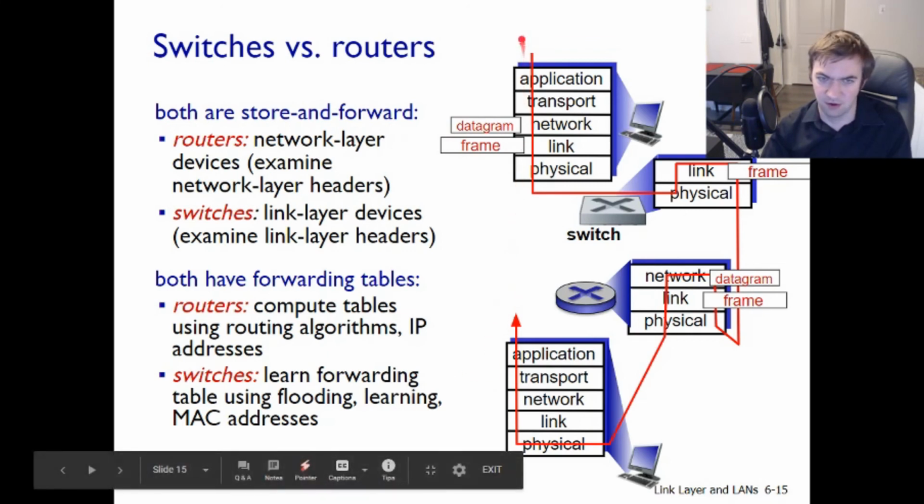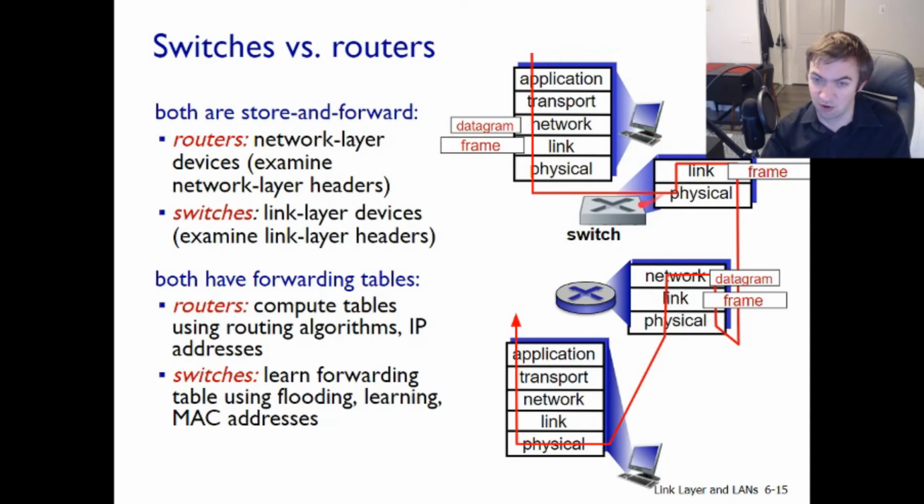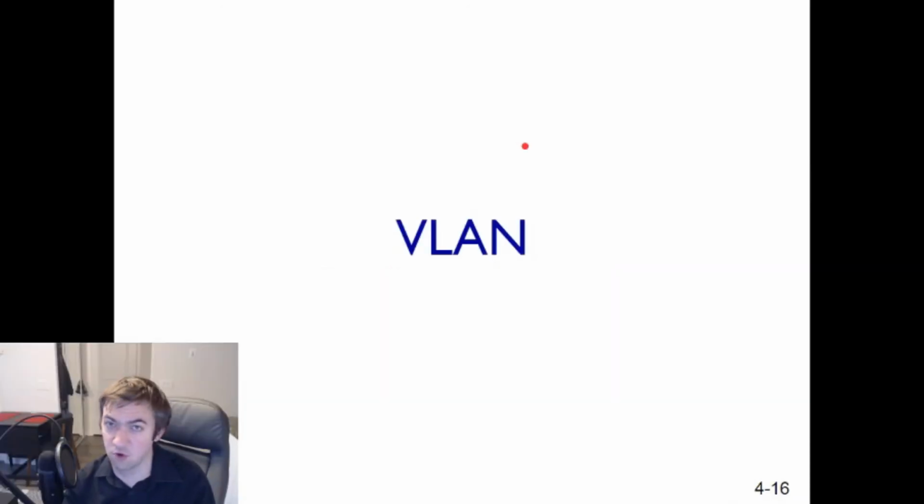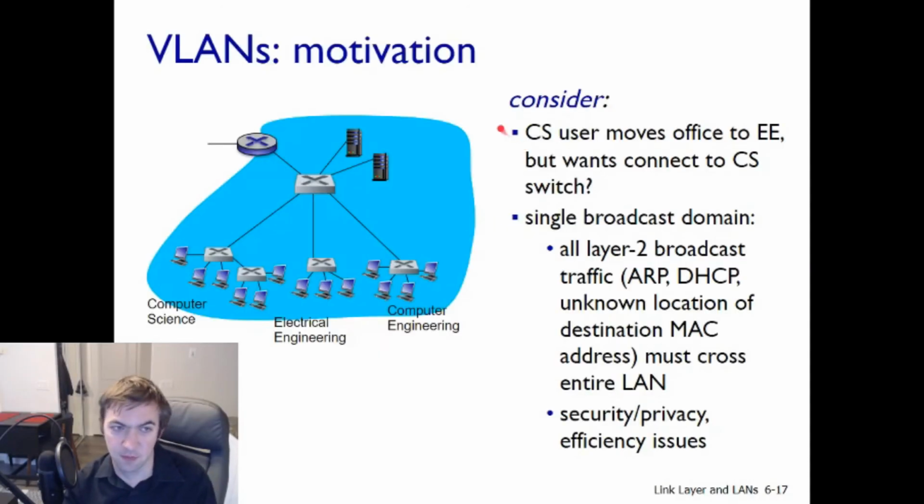And you can see in this little diagram exactly the path that data might go through to get from one host to another, passing through a switch here and a router here. The switch handles data only at the link and physical layers, while the router is handling stuff at the network layer level. Let's talk about virtual local area networks.